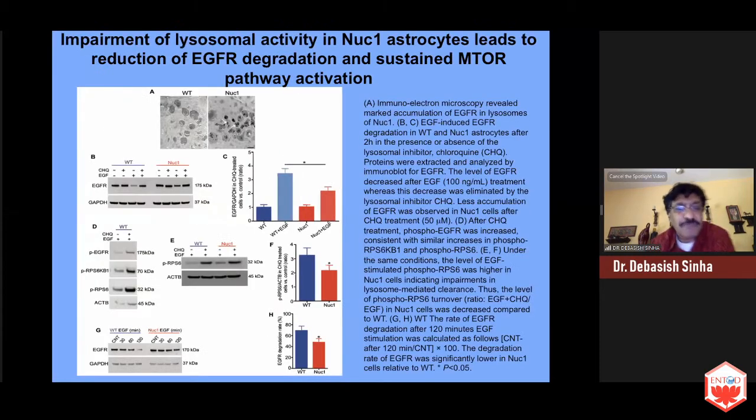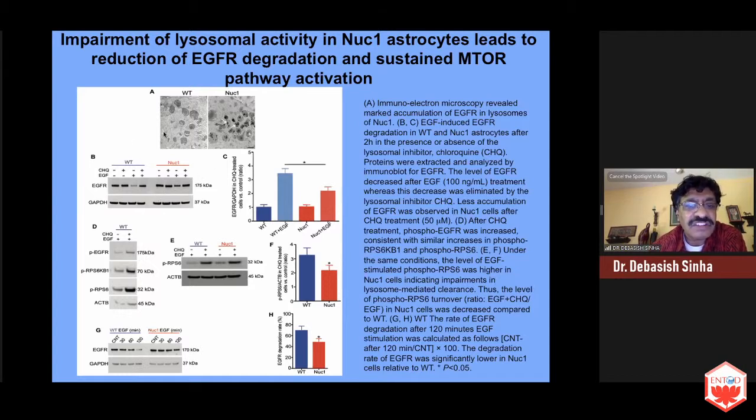So I know this is a very busy slide, so you have to more or less believe me. But as I told you, this is a lysosomal luminal protein, and in EGFR endocytosis, lysosomes play a very important role because the recycling happens from the Golgi to the lysosomal compartments. So we did an electron microscopy, shown in A. In the wild type, you can see these are all lysosomes. And in the Nucleolus, you can see that they have black dots inside the lysosomes. And this is, we stained with EGFR, so it is immunoelectron microscopy, and you can see that it is there.